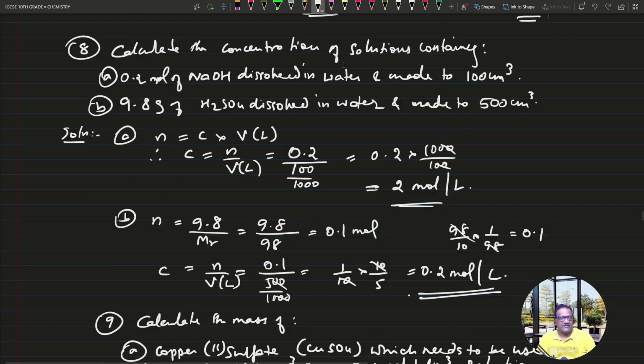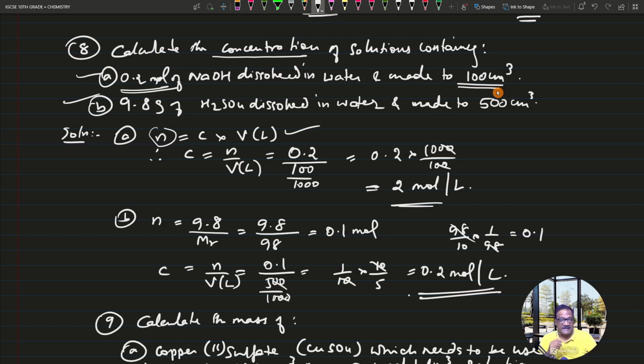Next question is, calculate the concentration of a solution containing A and B. Now A says that 0.2 mole of NaOH is dissolved in water and made up to 100 centimeter cube. So you take n as 0.2 and volume as 100 centimeter cube, and you have to find the concentration. For concentration, you will have to use this formula: n is equal to C into V. n is the number of moles, which is given as 0.2, C is something you have to find out, and V is the volume, given as 100 centimeter cube.